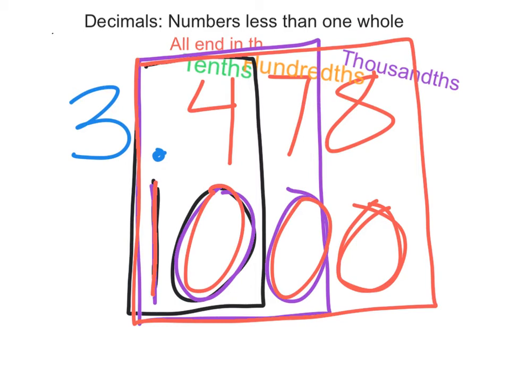The way that we would read this number is we would say the whole number just like normal. So it is 3. When you see the decimal point, you say and. So 3 and you read this number, 478, and then you say whatever the last place value is. So thousandths. So you would say 3 and 478 thousandths.